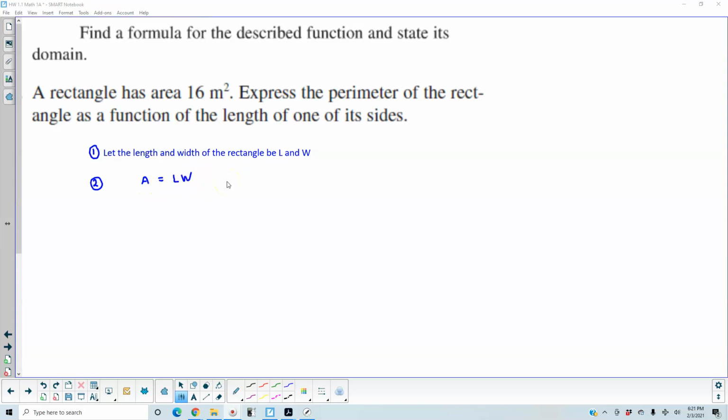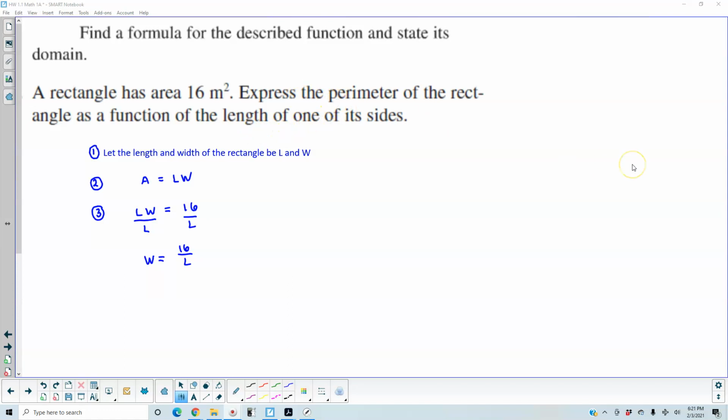So I'm going to rewrite this equation: L times W equals the area, which is 16 meters squared. And then to solve for W, we're going to divide both sides by L. So now we know that W is going to equal 16 over L. And so we're expressing the perimeter of the rectangle as a function of the length.